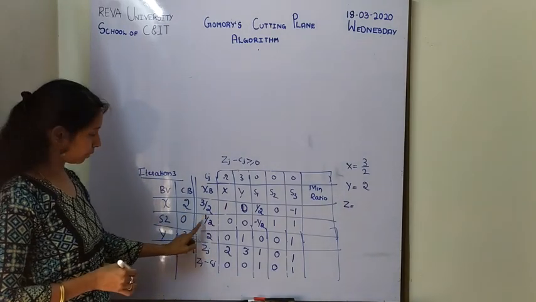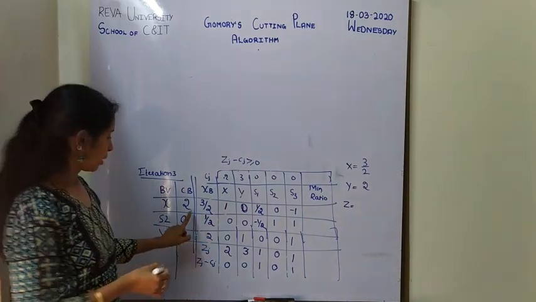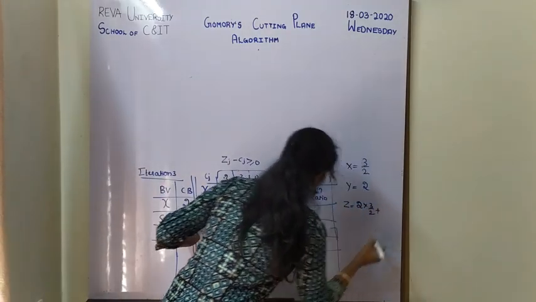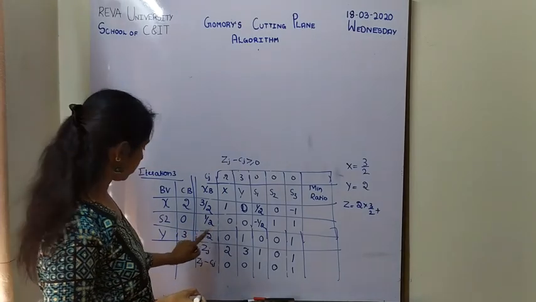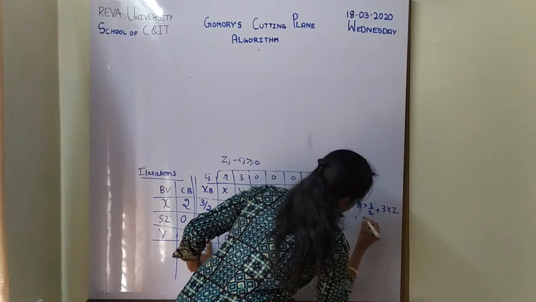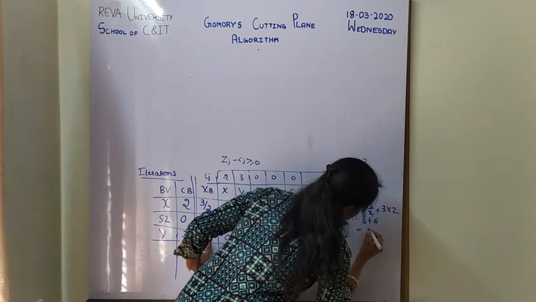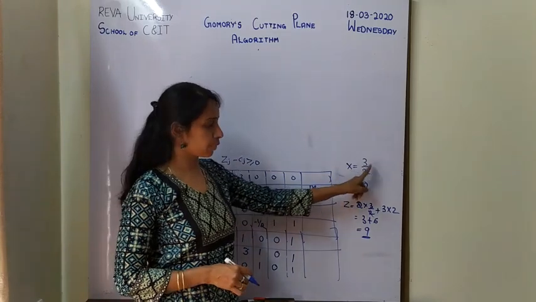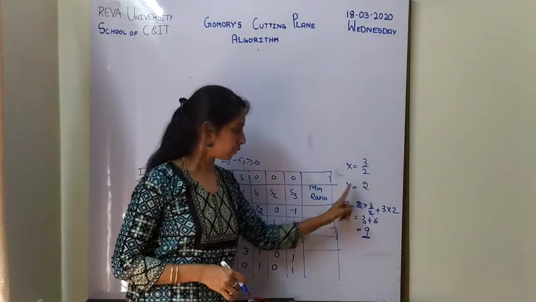And the value of z is equal to 2 into 3 by 2 plus 0 into 1 by 2 plus 3 into 2. We will get 3 plus 6 equal to 9. So we got the value of x equal to 3 by 2, y equal to 2, z equal to 9.